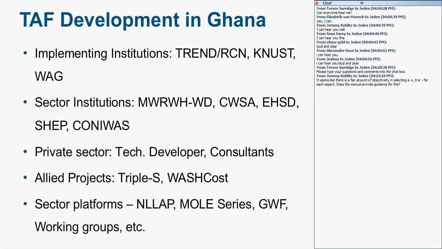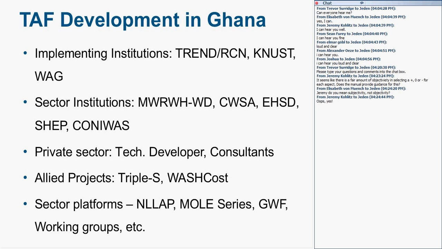The members of this core group included the implementation partners, that is Trend, Resource Center Network in Ghana, KNUST, a public university in Ghana, and WaterAid Ghana. And then also representatives from the key ministries and agencies that are tasked with the responsibility of providing WASH services and also checking on technology approvals, including the Ministry of Water Resources, Ministry of Local Government, Environmental Health and Sanitation Directorate, Community Water and Sanitation Directorate, SHEP.